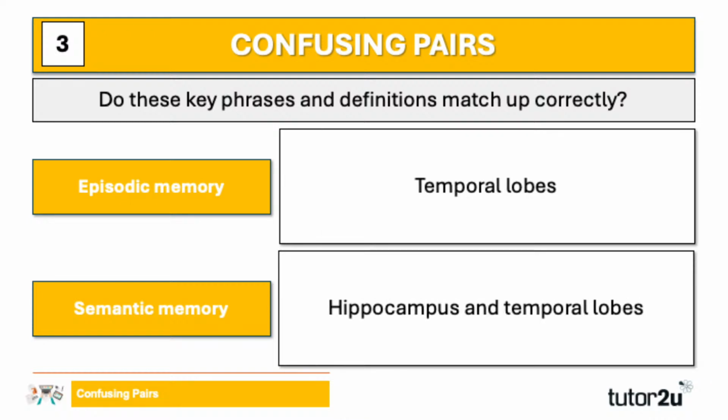So our next one is episodic and semantic memory. So we've got episodic is located temporal lobes and semantic memory is located in the hippocampus and temporal lobes. Are these correct?